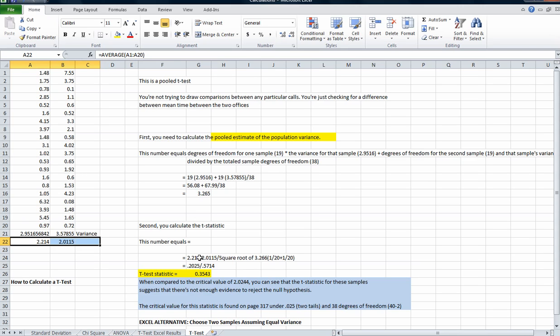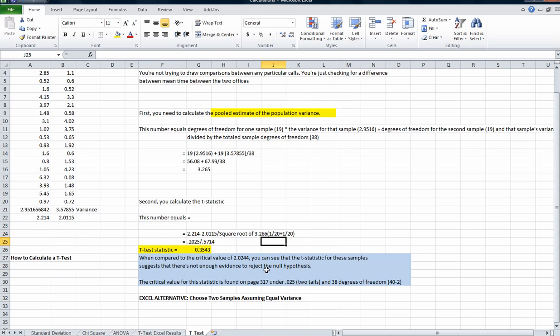So if you then take these two down, the difference between these is 0.2025 divided by 0.5714. The test statistic equals 0.3543.